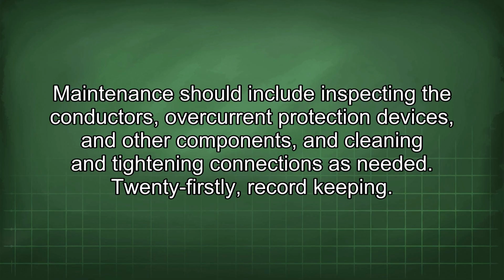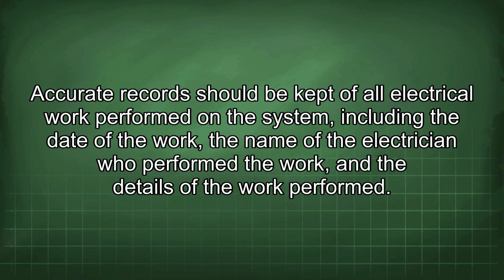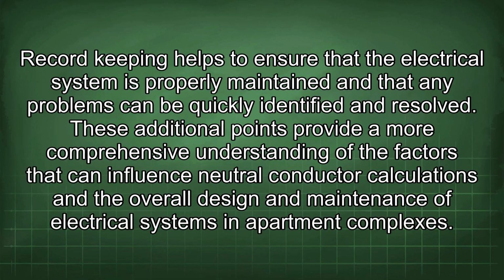21stly, record keeping. Accurate records should be kept of all electrical work performed on the system, including the date of the work, the name of the electrician who performed the work, and the details of the work performed. Record keeping helps to ensure that the electrical system is properly maintained and that any problems can be quickly identified and resolved.